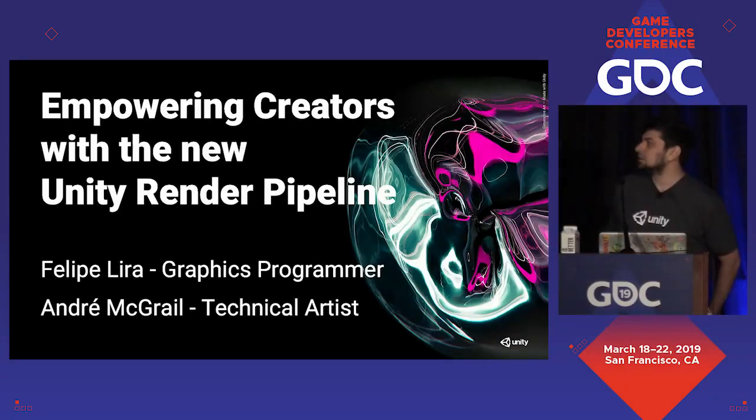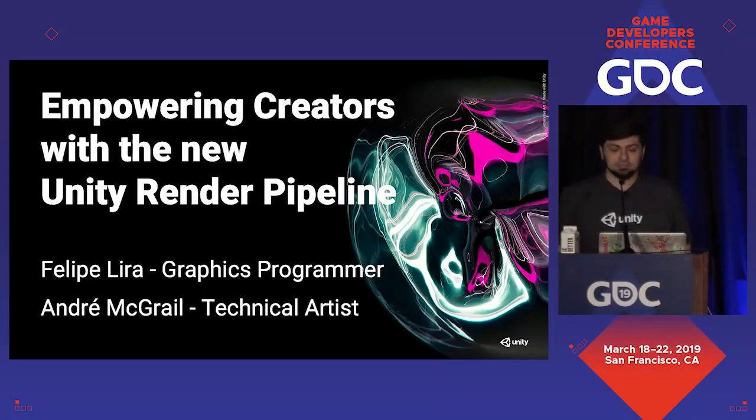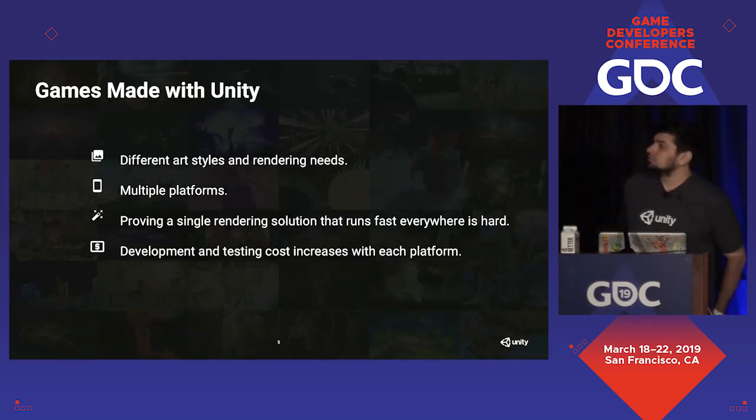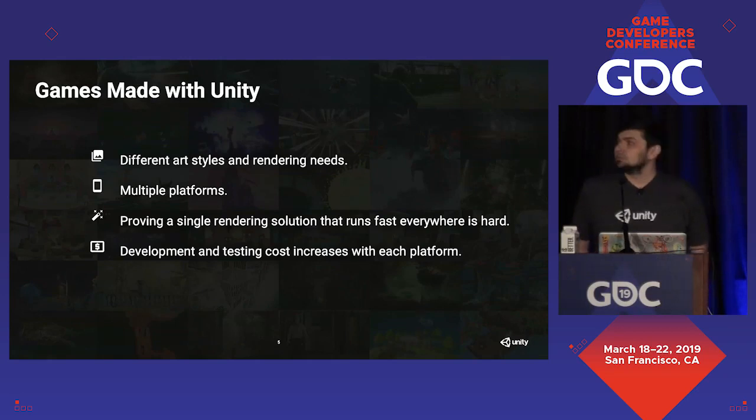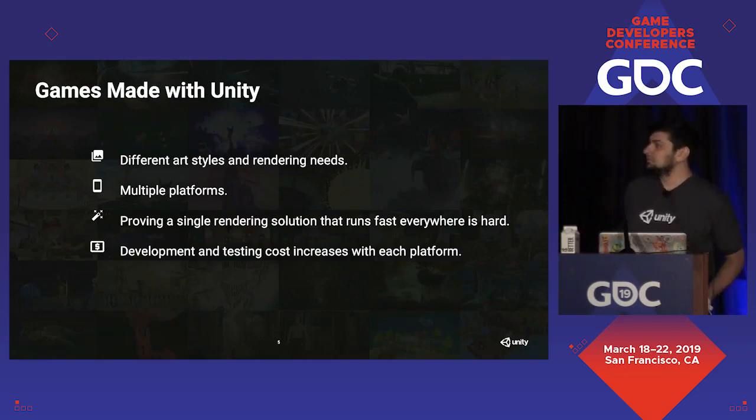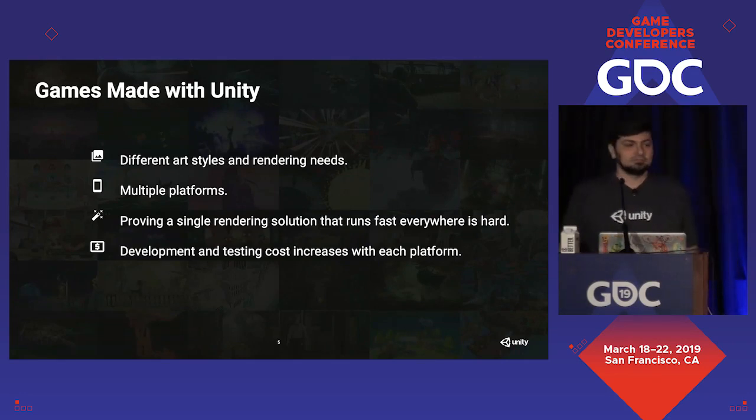Today we're going to talk about the new Unity render pipeline. Unity supports a great variety of games. These games vary between different art styles. Some games are very stylized, while other games are photorealistic. And they also require different rendering needs.